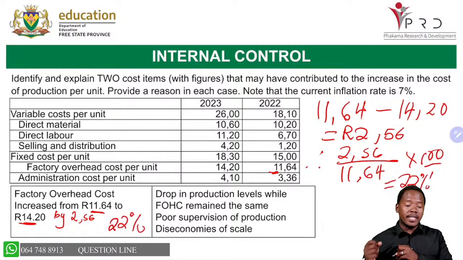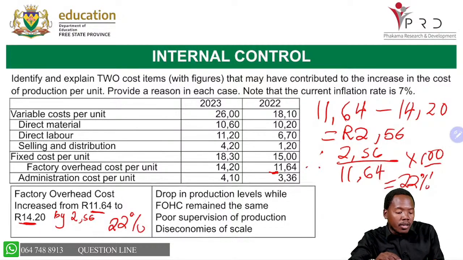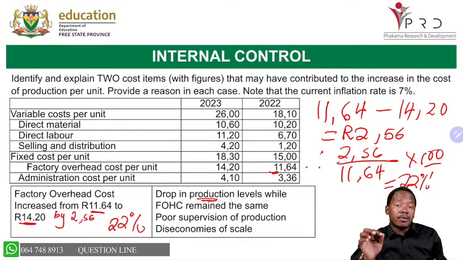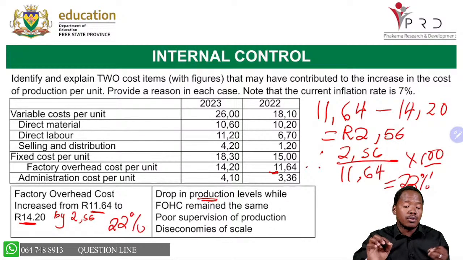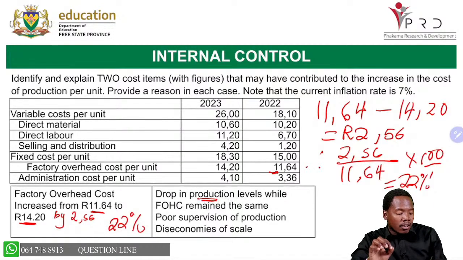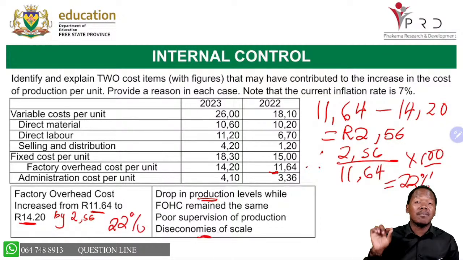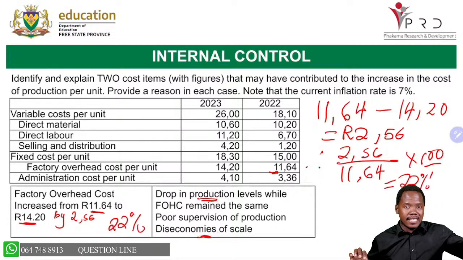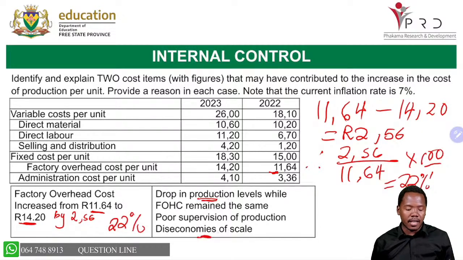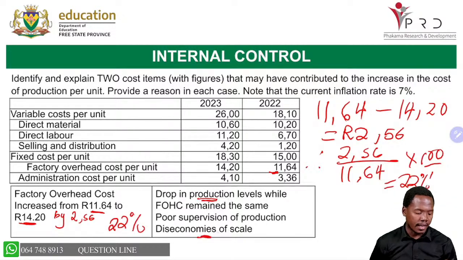Okay, now what could be the reason? There may be the drop in production levels, because we've seen it. Our production dropped from 2022 to 2023, and then factory overhead cost remained the same while there was a drop. Next one, there is poor supervision in the production, and then there's also these diseconomies of scale, meaning there was wastage. We spent more but produced less. What is economies of scale? It's where we spend less and produce more.